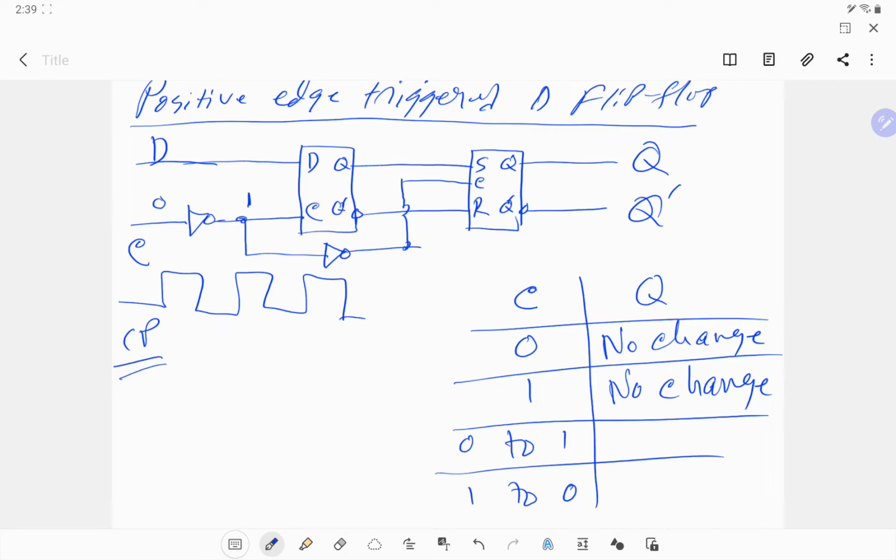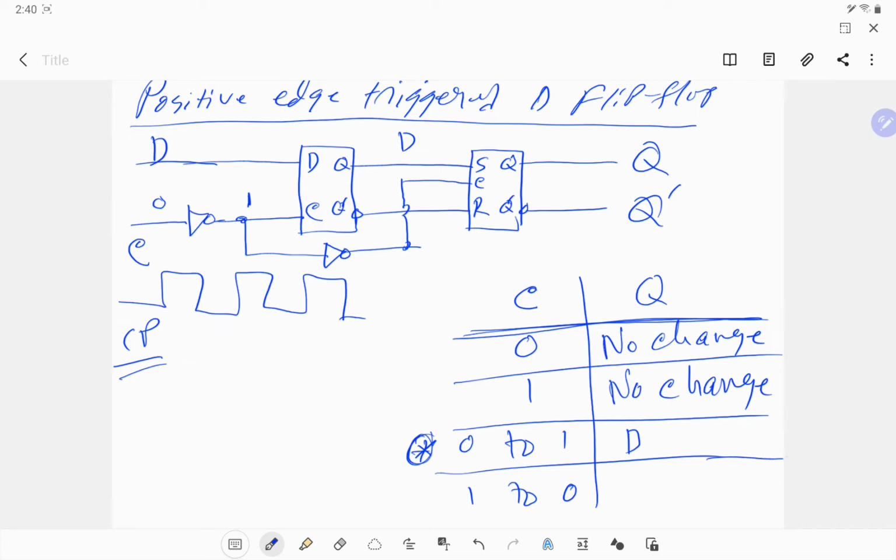When the control input goes from 0 to 1, so when it is 0, the first latch is triggered. So D goes to the output of the first latch. Then as soon as it becomes 1, the second latch is also triggered. So D goes to the output of the second latch. So we actually get D. For this combination, if D is 0, then Q is 0. If D is 1, then Q is 1. It means that Q equals D. Q and D are the same.